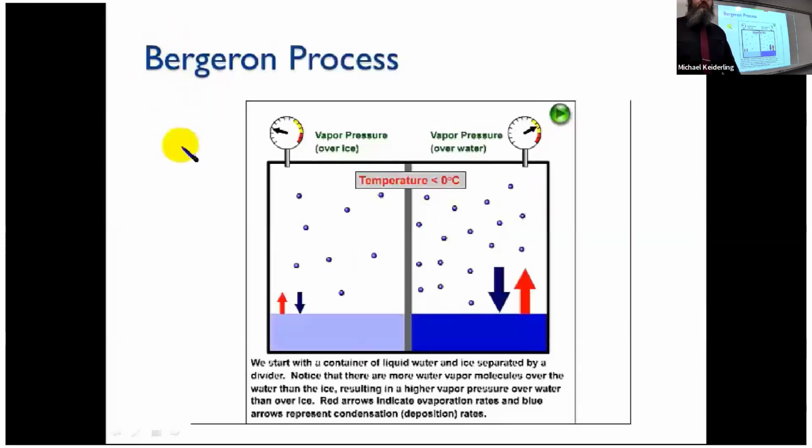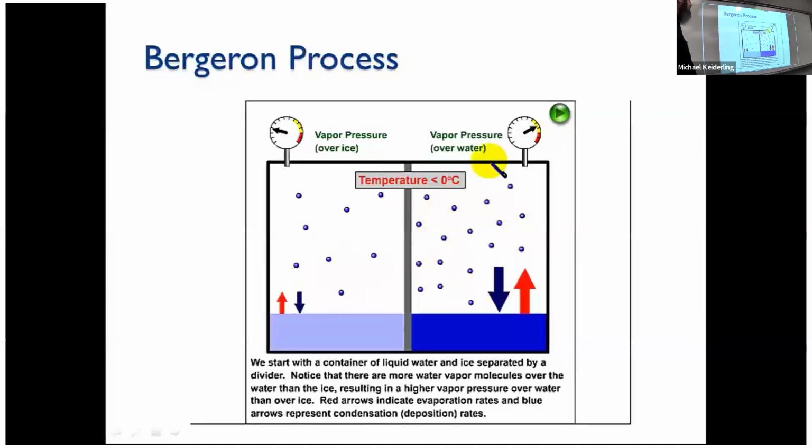And so to illustrate the Bergeron process, we're going to look at two chambers. One that is filled with ice, so this light blue rectangle here is ice, and this dark blue rectangle here represents water. And these are two chambers that are separate, but they're both sealed. And they're both at saturation, so the little dots represent water molecules in the vapor form.